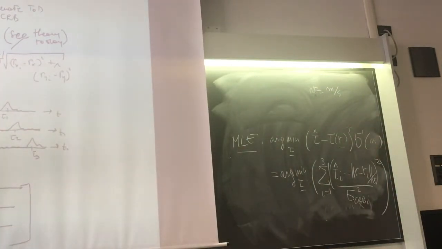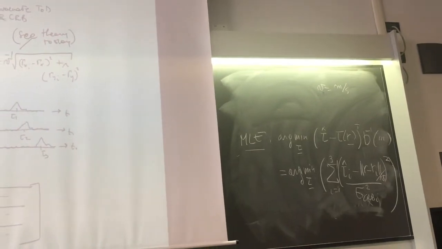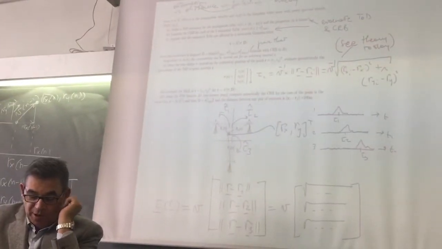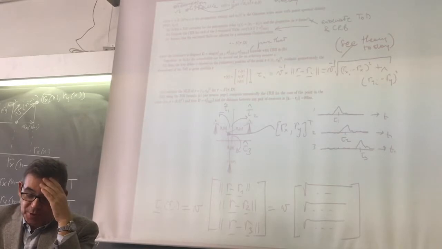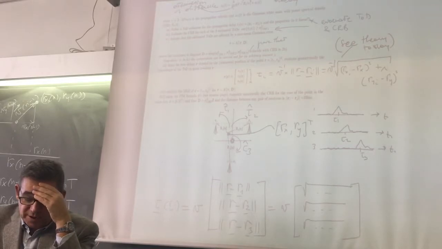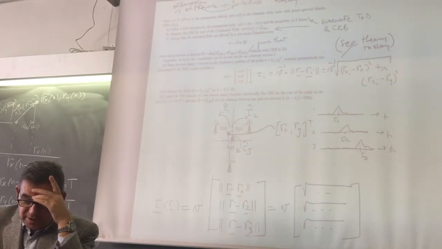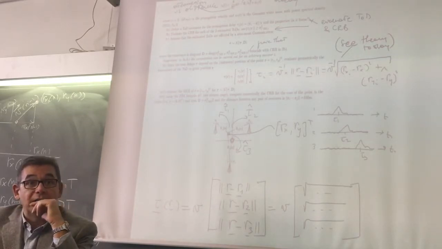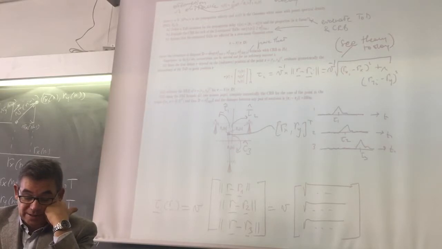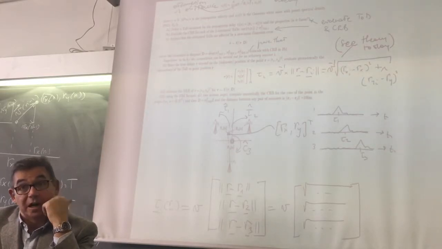And then, using the Fisher information matrix formula number 1, see the reverse page, compute numerically the Cramer-Rao bound for the case of the point in the origin, which is in the center. The distance between any pair of receivers is 100 meters. The target is in the center. So what I need to calculate is the Fisher information matrix for R.